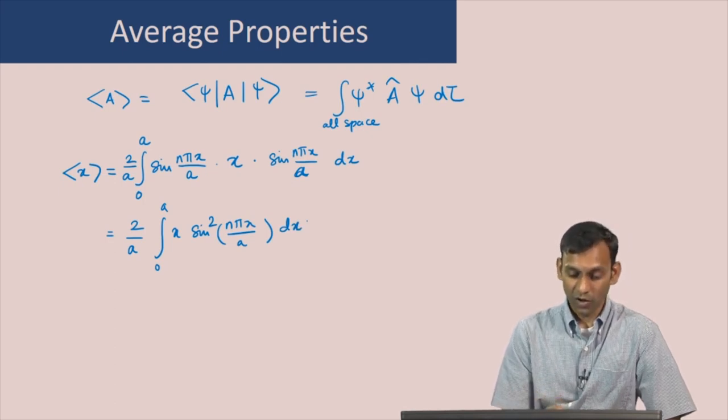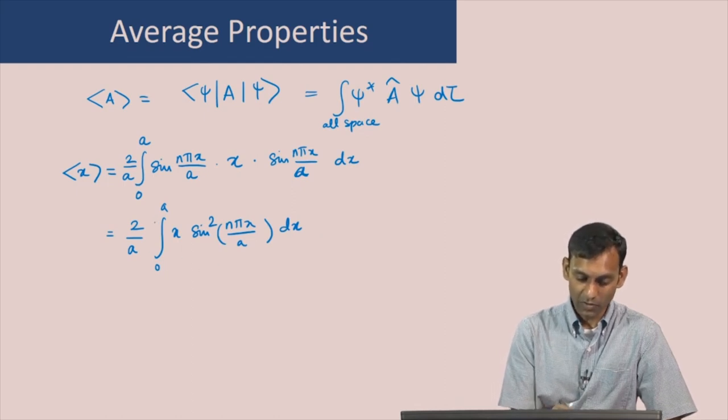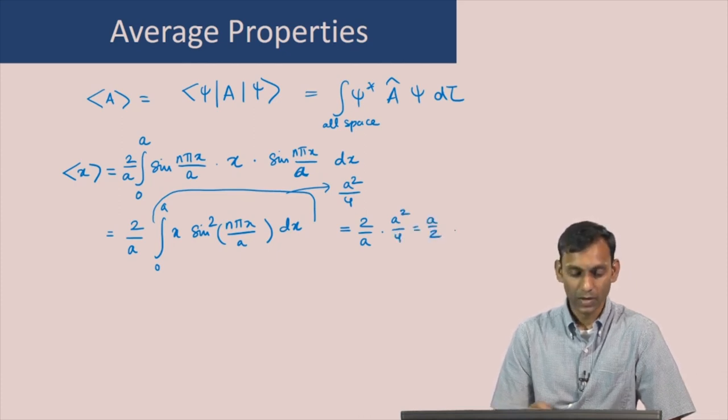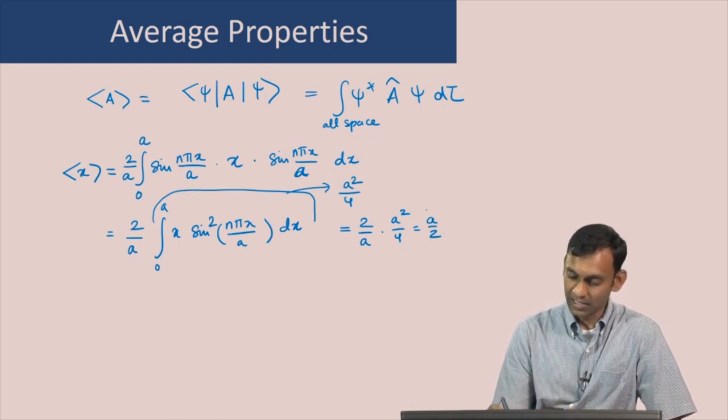Now, we can solve this integral by parts, and I will not do this in the interest of time, but if you work it out, you will see that the value of this integral is a squared by 4, and then if you substitute into the expression, you get 2 over a multiplied by a squared by 4, and that is equal to a over 2. So, the average position of the particle is a over 2, which is the center of the box.